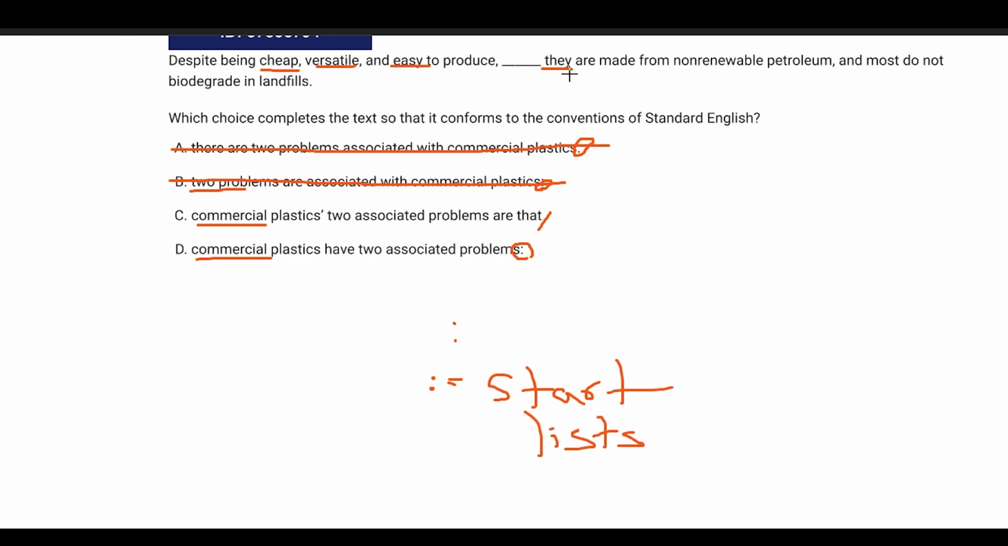And in this instance, we have they are made from 1, non-renewable petroleum, and 2, do not biodegrade in landfills. Therefore, our answer must be D because this is a list.